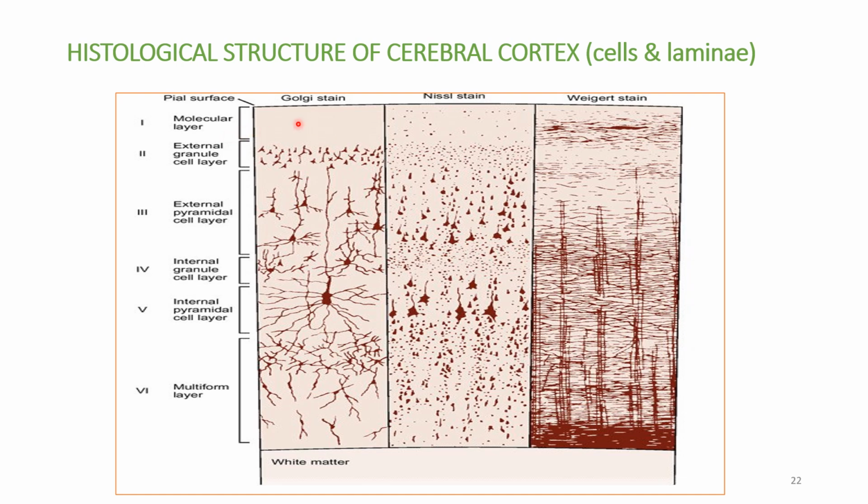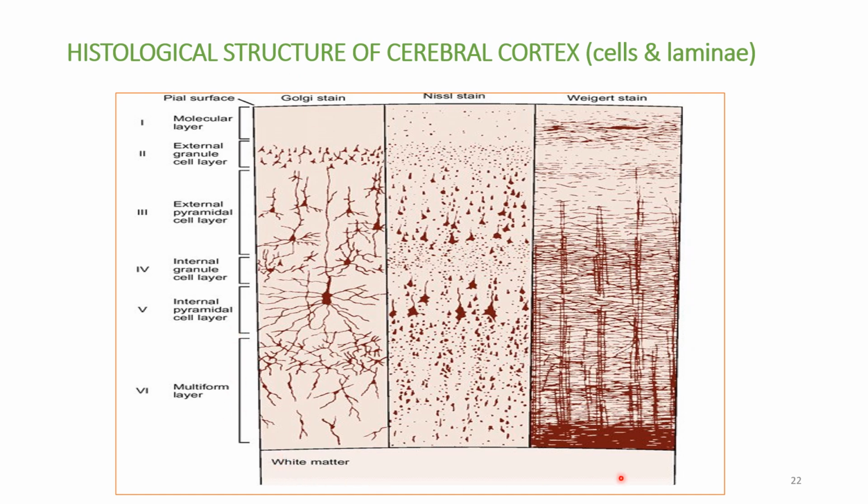It is shown like this when you stain with the Golgi stain, like this with the Nissl stain, and like this with the Weigert stain. So we have the molecular layer, external granular layer, external pyramidal layer, internal granular layer, internal pyramidal layer, and multiform layer. All this is gray matter.